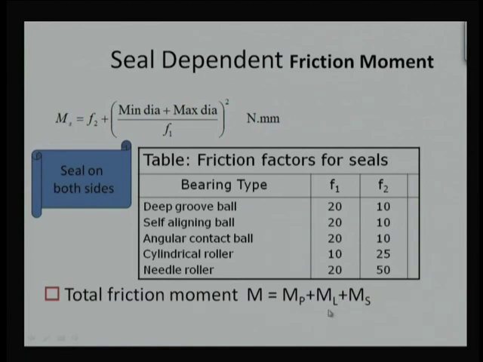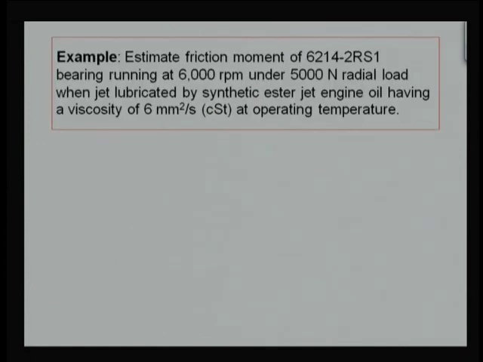Now, if I know MP, if I know ML, if I know MS, I will be able to find out the total friction moment. That will be simply a summation of MP plus ML plus MS. To understand the various factors involved in this kind of calculation, let's take one example.